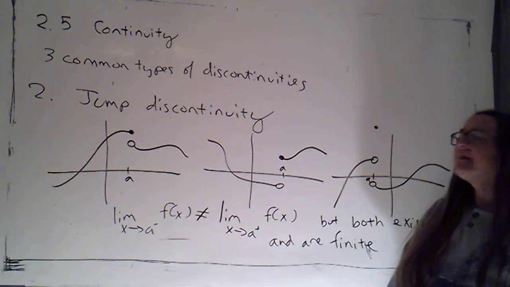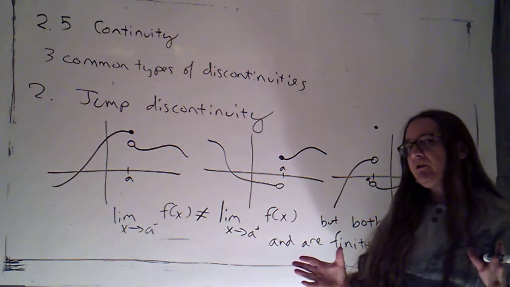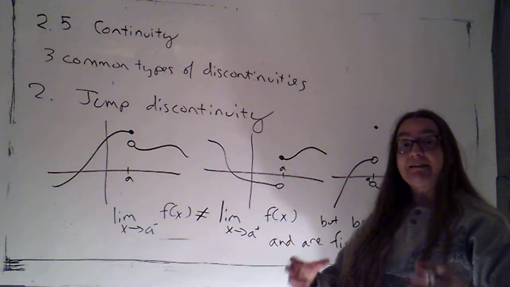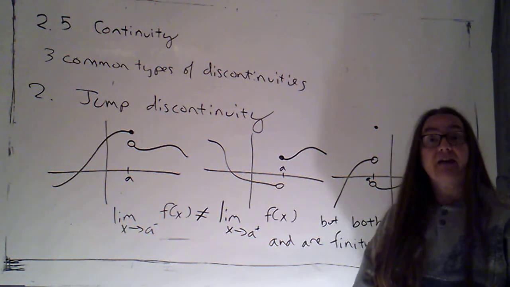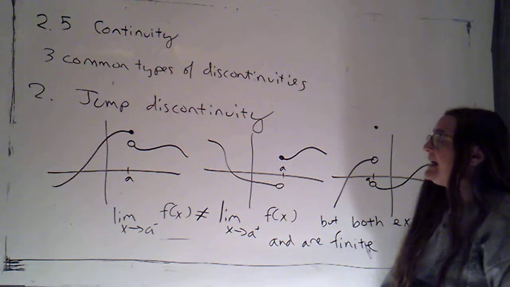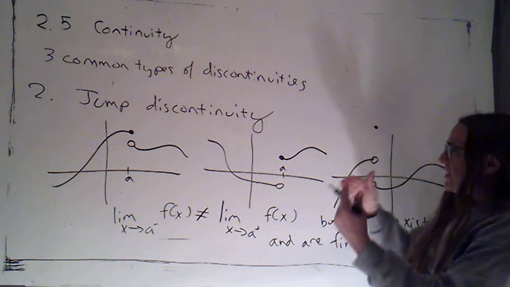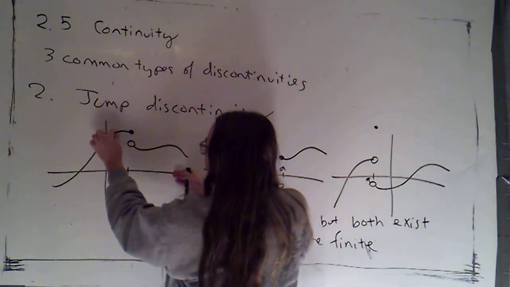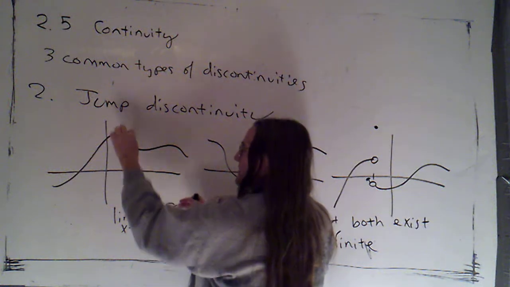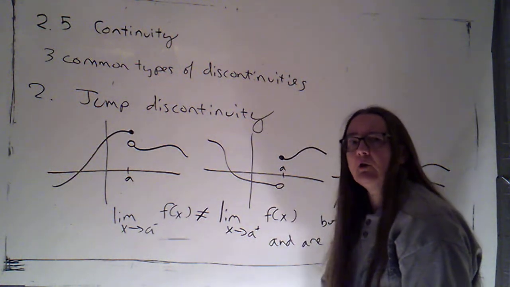Notice, this is not a removable discontinuity. Removable is when the limit, the two-sided limit, exists. And here, if the two one-sided limits are different, the two-sided limit does not exist. If I wanted to move the function, or change the function to create a continuous function, I'd need to either take this piece or this piece. I could move this piece down or move this piece up, but I can't just change a single point.